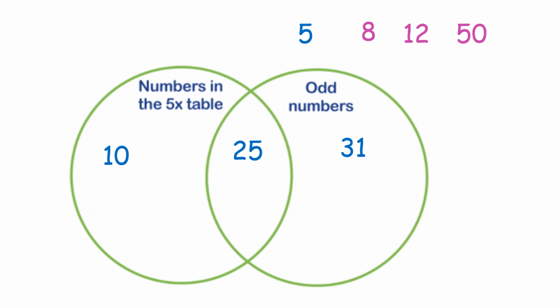Let's have a go at the number 5. Have a think, where do you think the number 5 belongs? The next number is number 8. Where do you think number 8 belongs in the Venn diagram? Is the number 8 a part of the 5 times table? No, it's not. It doesn't belong there. Is the number 8 an odd number? No, it's also not an odd number, so it definitely can't go into any of those parts of the Venn diagram. Where do you think it might need to go?